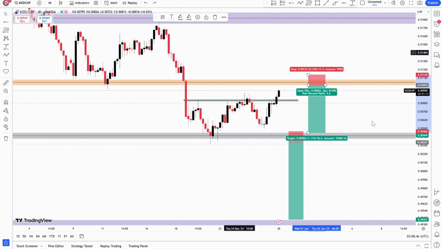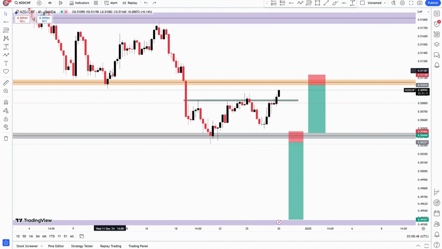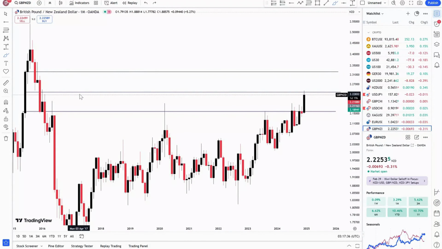Let's go to the other market and see what we are also having there. So this is my bias for the market. I'm more bearish on NZD CHF than bullish. So let's head into the next market. Yeah, so guys, we are in the pound New Zealand chart.